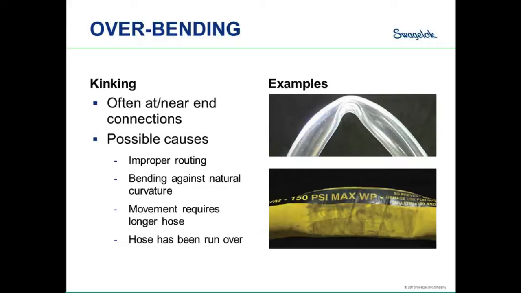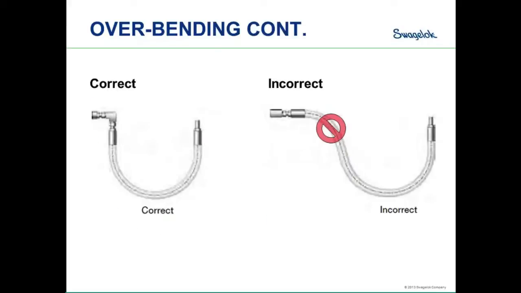So understanding what the natural curvatures of a hose are. You also could have a movement that's too much with the hose, again giving you a kink, or just abuse. It could be forklifts or mobile carts going around that could crush the hose. Kinking is also one of the easiest things to overcome with understanding proper routing.